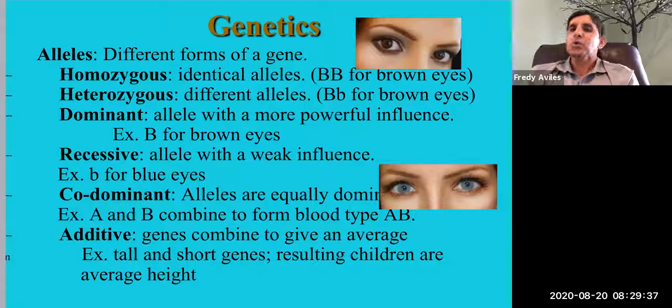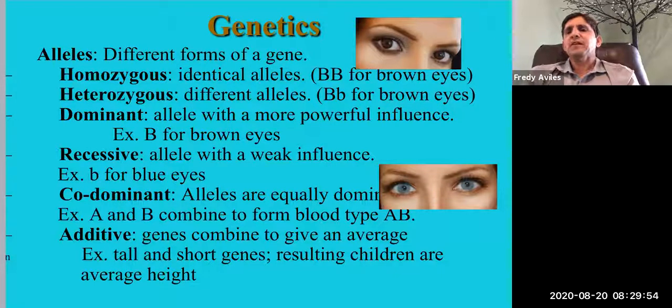Now, if you get two recessive genes, let's say two blue eye genes, then basically one gene says, let's give this person a little bit of melanin, and the other one says, let's give this person a little bit of melanin. So you have a little bit. So you'll usually have blue eyes, okay?